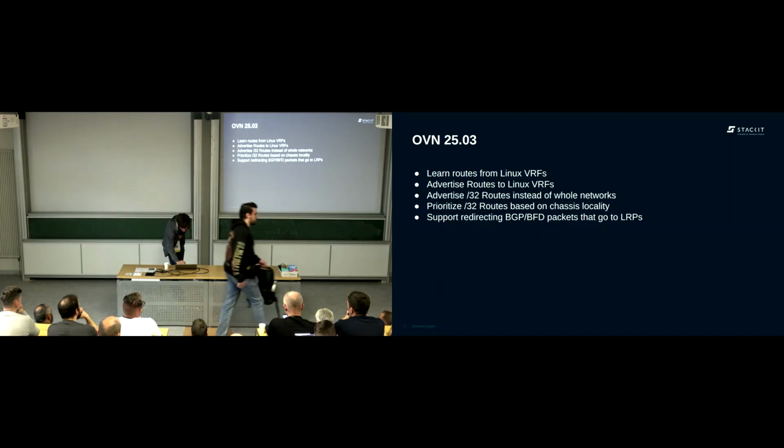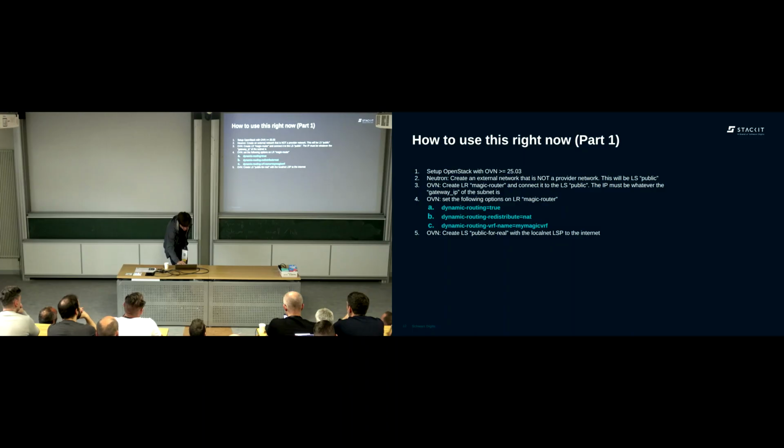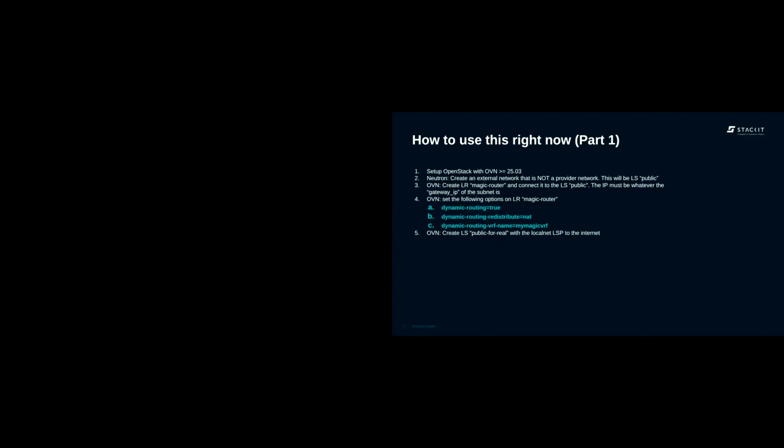Let's quickly go through how to do this right now. As you get this afterwards, you should also use it. So obviously you need the inverse. And I included a few Neutron instructions in there, but a lot of this will go outside of Neutron. You will need the external network. That is not a provider network. That's basically the LS public from the example before.